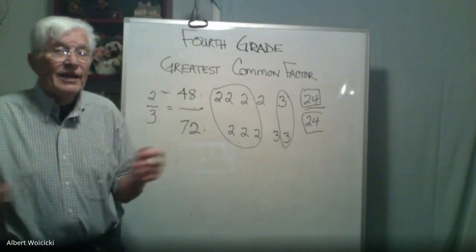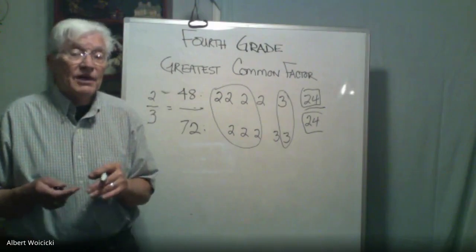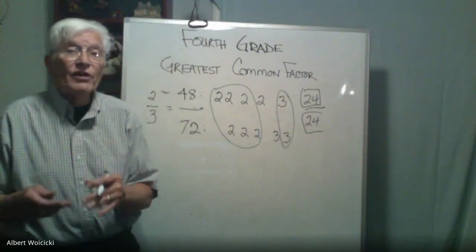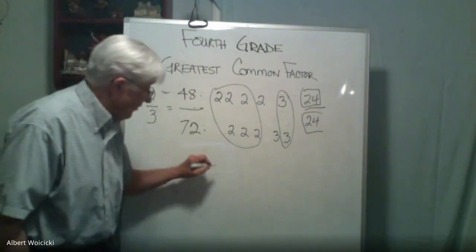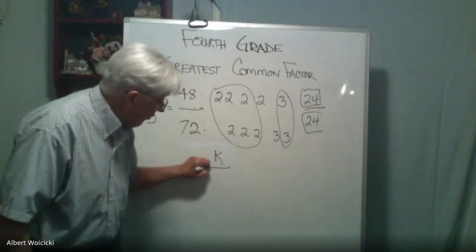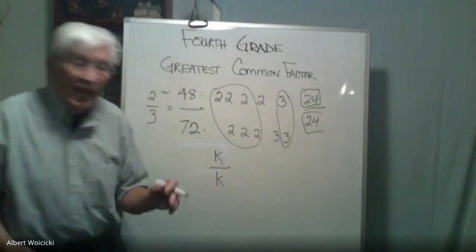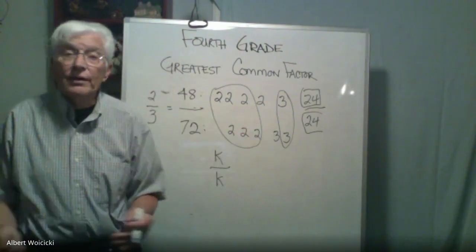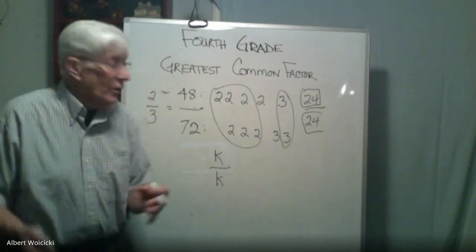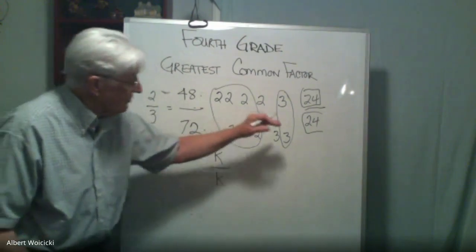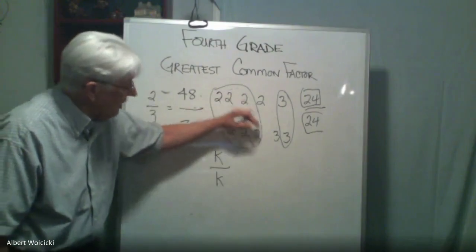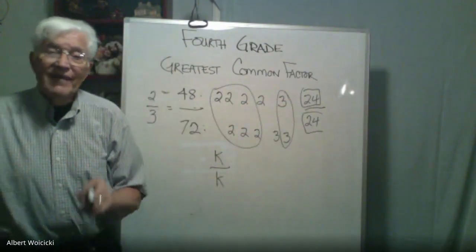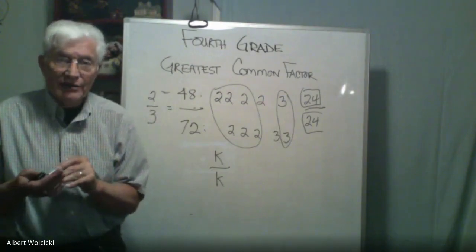So what are we doing here? We're just knocking out 1 because we know that 24 over 24 is 1. Any number over itself is 1. If we could put k over k, k just stands for any number we want. It's 1. So if youngsters are going to understand that this is the biggest number that both of them have, 24, that's the greatest common factor.